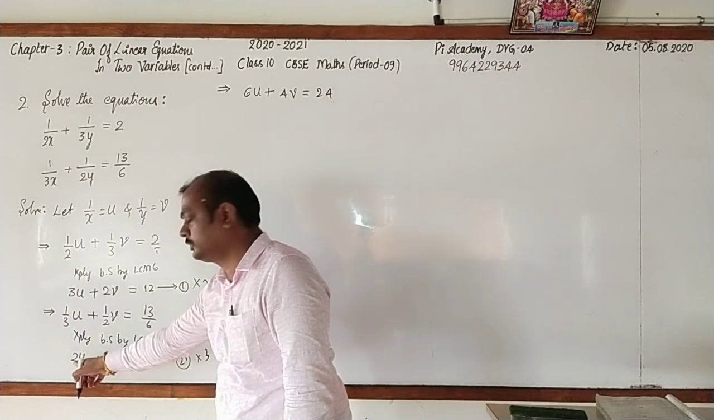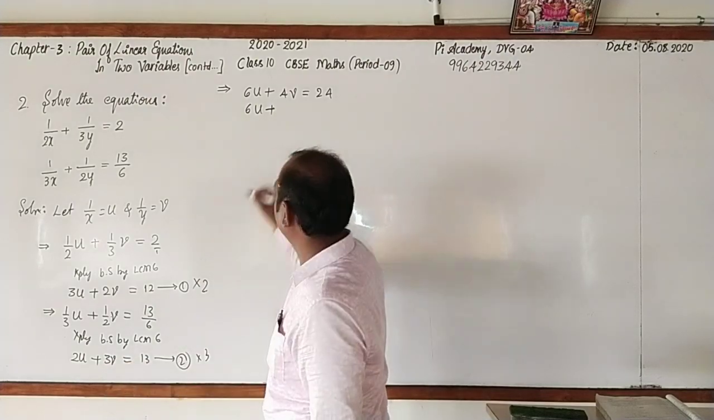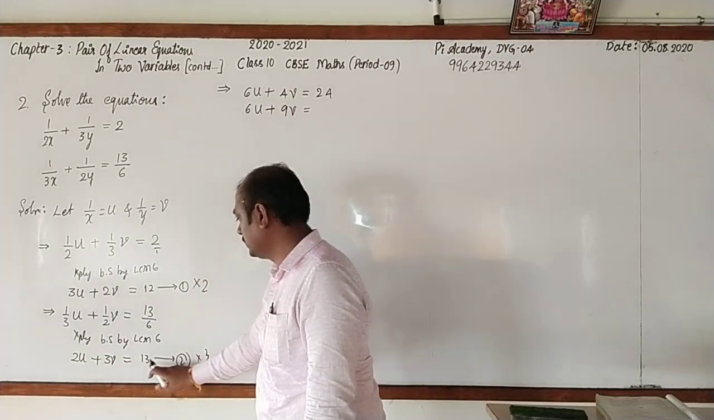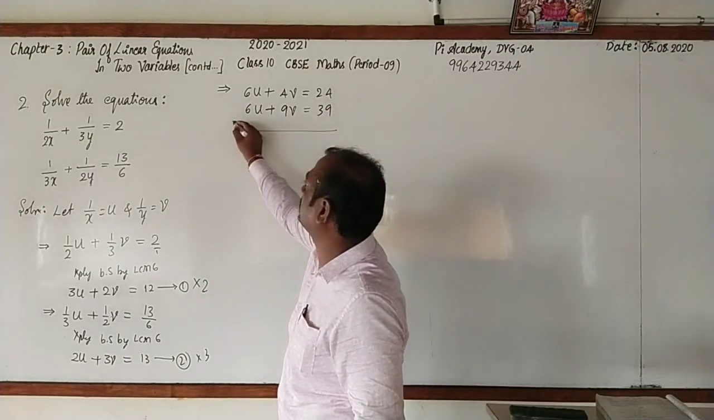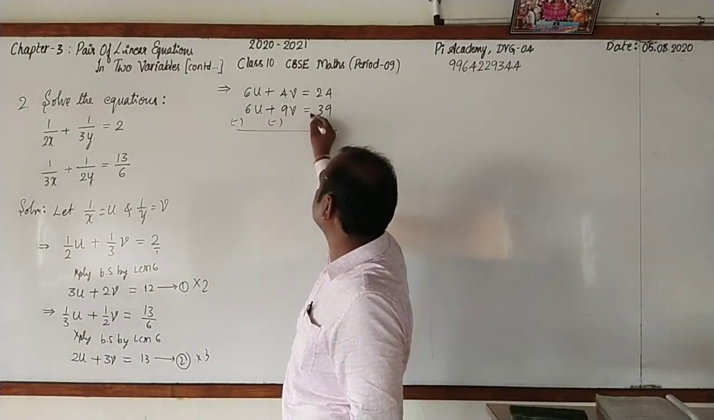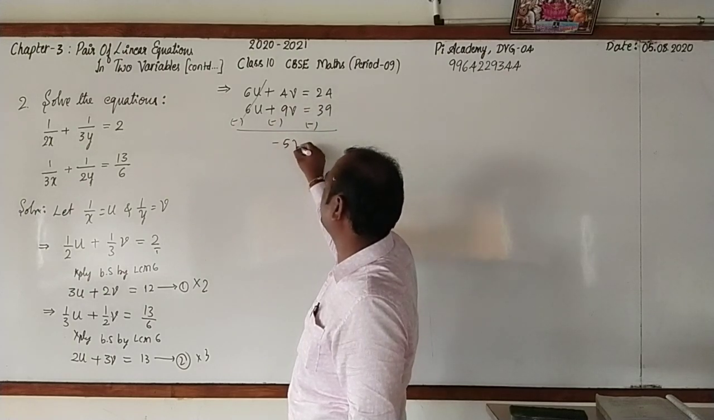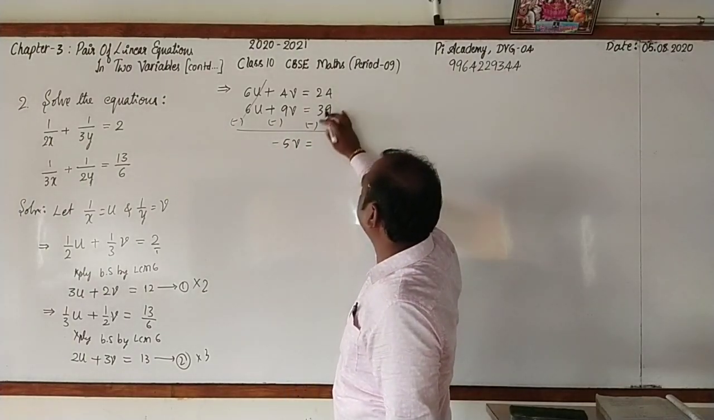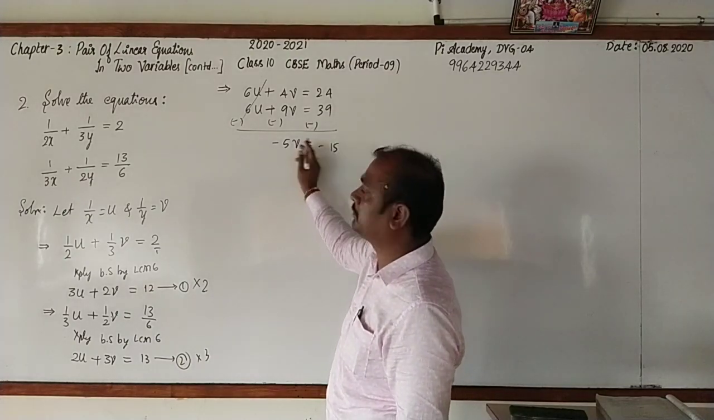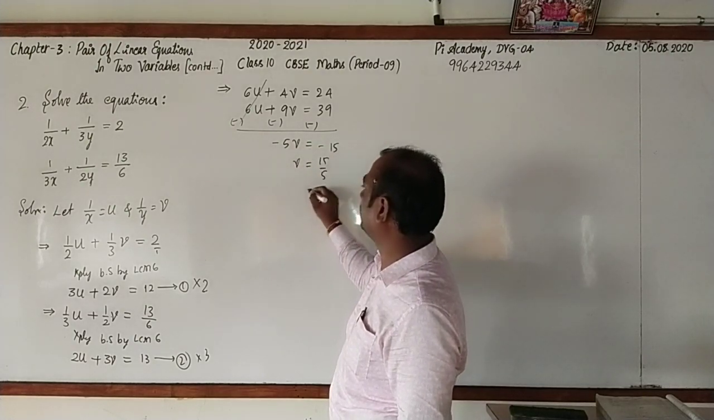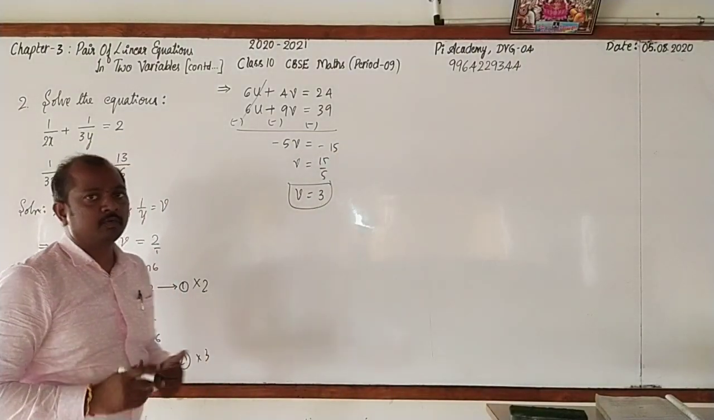Next, 3 2s are 6u plus 3 3s are 9v is equal to 13 3s are 39. Hope that you have understood. Change the sign. Minus, minus. Here these two get cancelled. 4v minus 9v is minus 5v. It is equal to 24 minus 39. What is 39 minus 24? 15. Greater number sign? Minus. Minus minus get cancelled. So 15 by 5, v is equal to 5 3s are 15, 3. We have got the value of v.